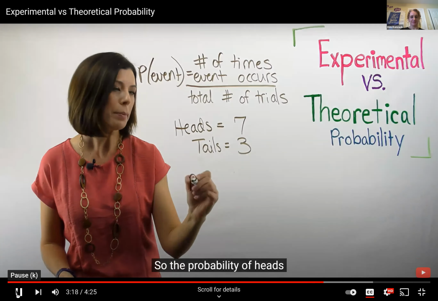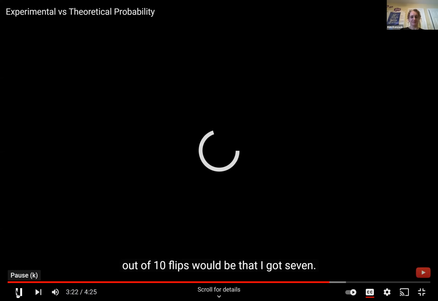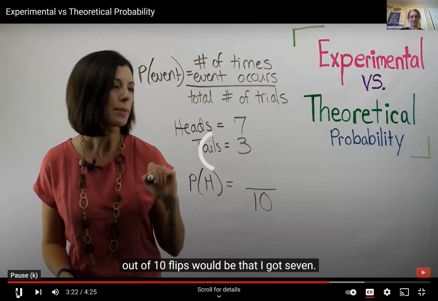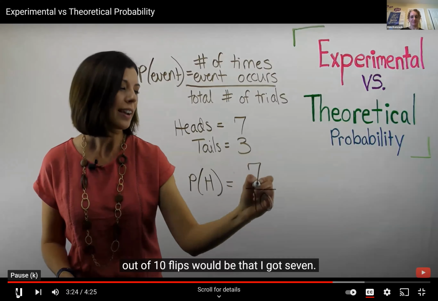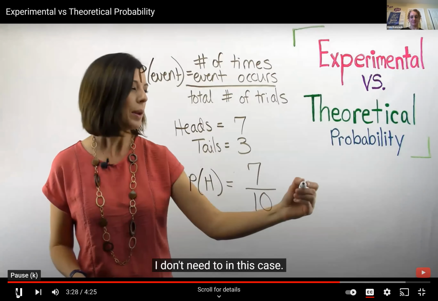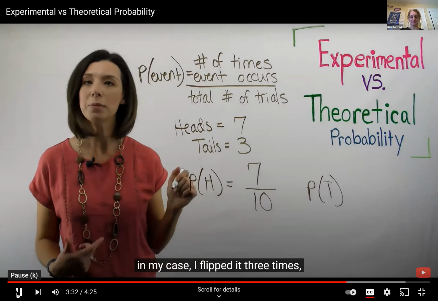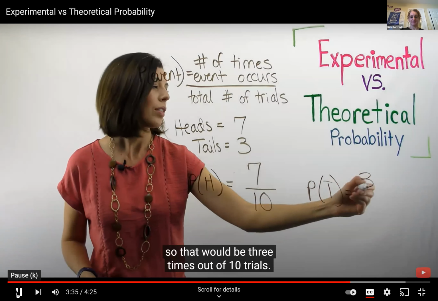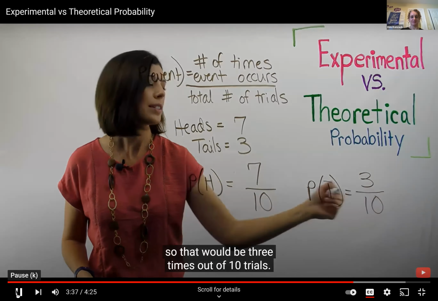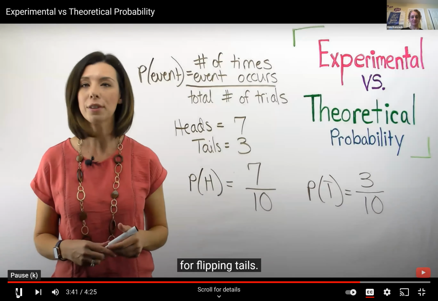So the probability of heads out of 10 flips would be 7 out of 10. Remember, you need to simplify if necessary. I don't need to in this case. When I'm thinking about the probability of tails, in my case, I flipped it 3 times. So that would be 3 times out of 10 trials. 3/10 would be my experimental probability for flipping tails.